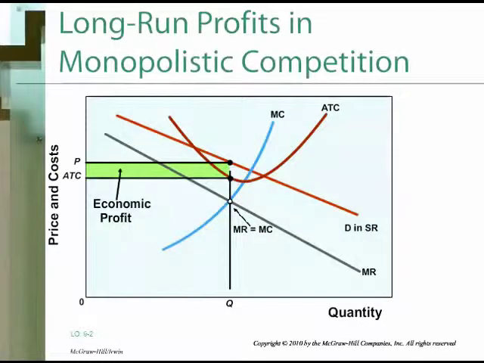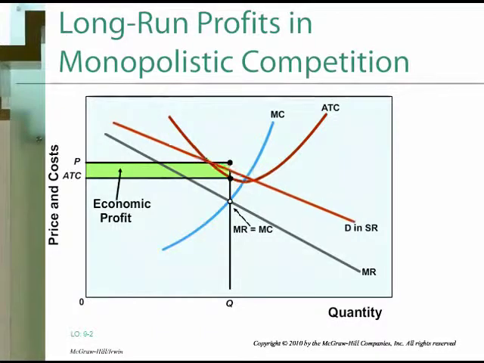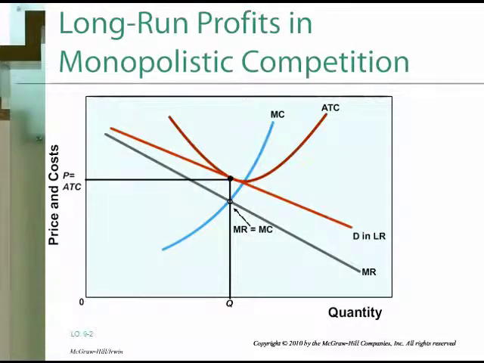In the long run, because firms make economic profits, other firms are attracted to the industry. This lowers demand for each firm's output due to increased competition. Entry will continue until all firms make zero economic profit. That is, demand is such that at the intersection of the marginal cost and marginal revenue curves, price is just equal to average total cost.